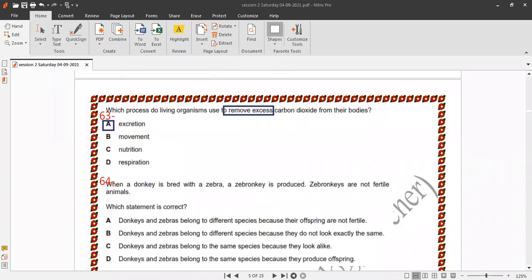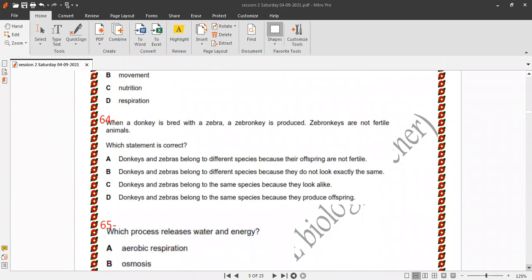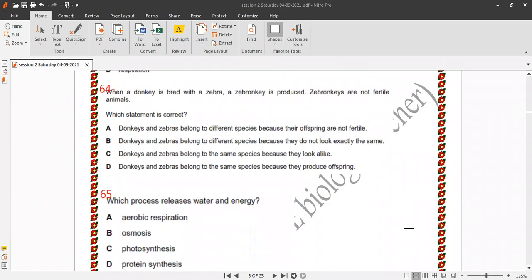Lana? When a donkey is bred with a zebra, a zebra donkey is produced. Are they fertile? Zebra donkeys are not fertile animals.